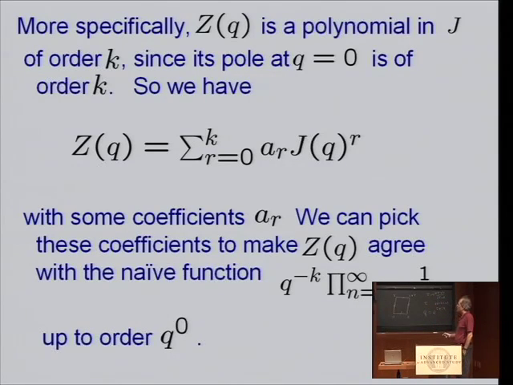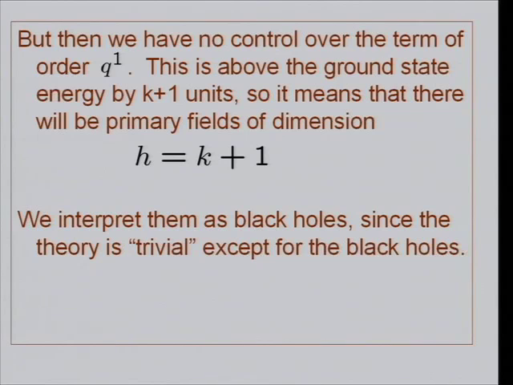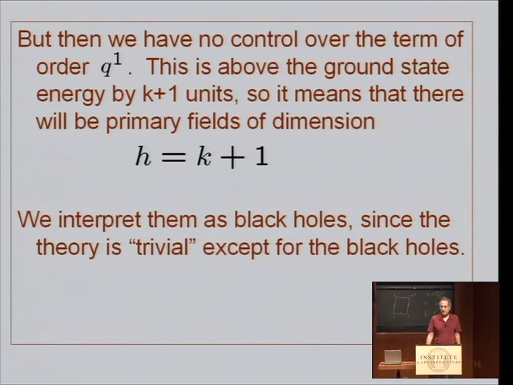Now we can, for example, pick these coefficients to make Z of q agree with the naive function up to and including the term of order q to the 0. There are precisely k plus 1 coefficients between q to the minus k and q to the 0. And if we ask to get this function up to terms that vanish at q equals 0, then the a's are uniquely determined. And since they're uniquely determined, we have no control over the term of order q. It's above the ground state by k plus 1 units, so there will be primary fields of dimension k plus 1. Well, we interpret them as black holes since the theory is trivial except for the black holes.